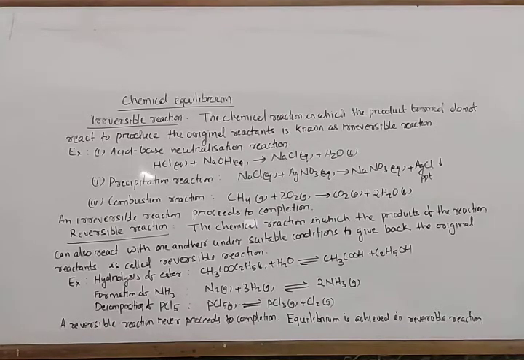And an irreversible reaction proceeds to completion. After the reactant is completely consumed, then the reaction is completed. Then the reversible reaction: the chemical reaction in which the products of the reaction can also react with one another under suitable conditions to give back the original reactants is called a reversible reaction. Some examples are there. And a reversible reaction never proceeds to completion.